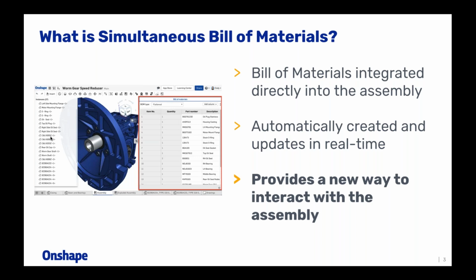It's not just a list of parts. If you click on it, it will cross-highlight. So if I select something in the bill of materials, it highlights in the instance list and in the graphics. So it's an easy way to identify things.